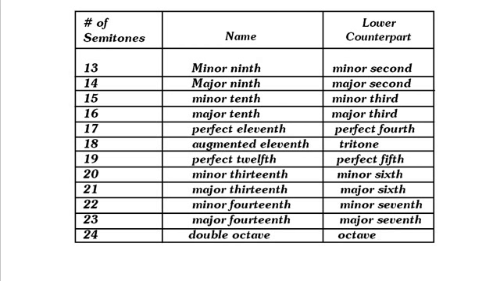So, an interval of C to D is a major second. If we play the D an octave higher, we have an interval of a major ninth. An inverted interval is when we move the second note below the first note. For example, C ascending to D is a major second. The inverted interval D ascending to C is a minor seventh interval.